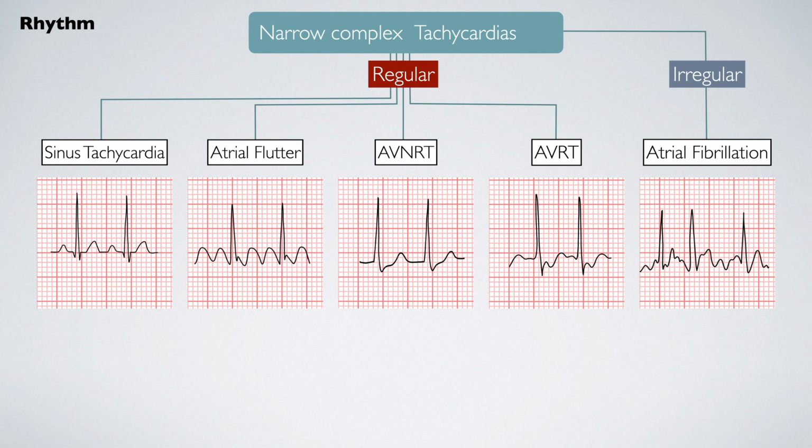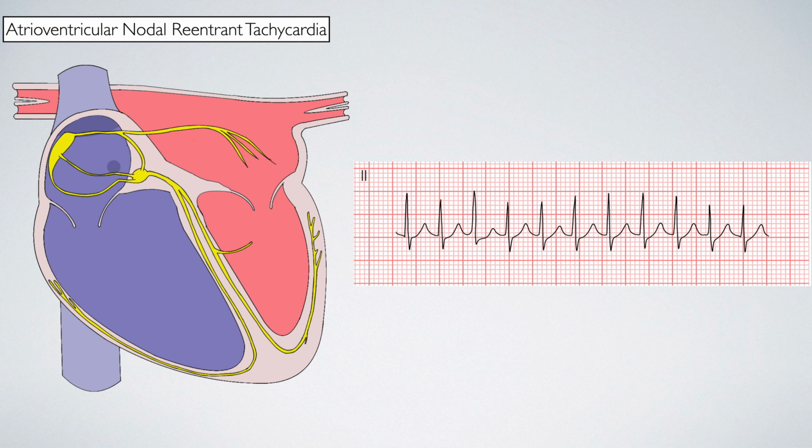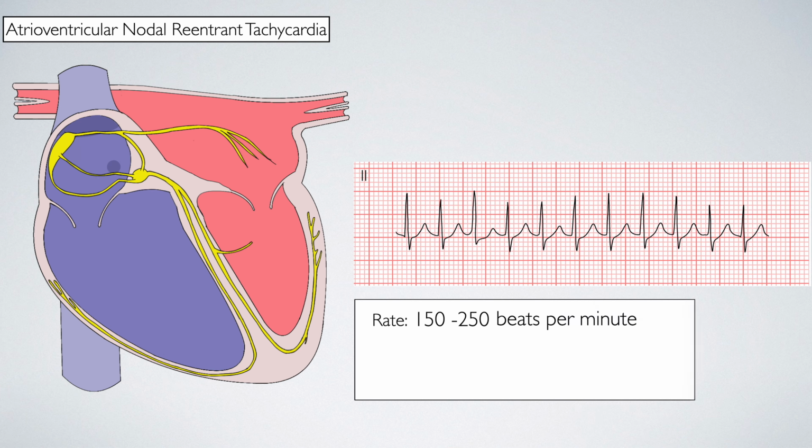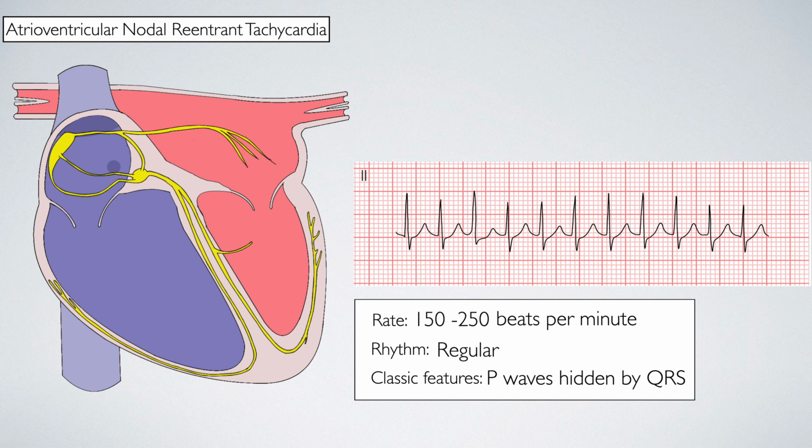Up next is Atrioventricular nodal reentrant tachycardia. AVNRT is a narrow complex tachycardia with sudden onset and abrupt termination. It presents with a ventricular rate of 150 to 250 beats per minute. The rhythm is regular, and P waves are generally absent, buried within the QRS complex. AVNRT is caused by a re-entry loop that involves the atrioventricular node.